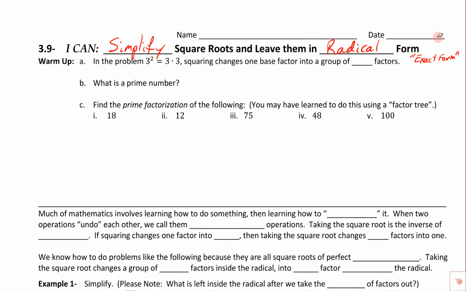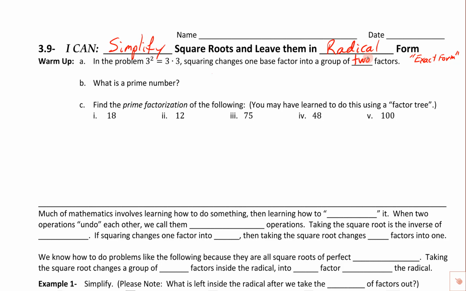So in the warm-up part A, it says in the problem 3 squared equals 3 times 3. Squaring changes one base factor into a group of blank factors. So take a look here. We've got this exponential expression. The base is 3 and the exponent is 2. And what the 2 tells us is we're going to take this one 3 and turn it into 2 3s. That's what an exponent does. So squaring changes one factor into a group of 2 factors.